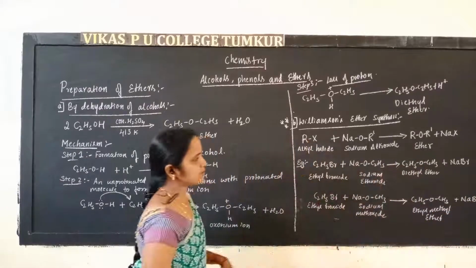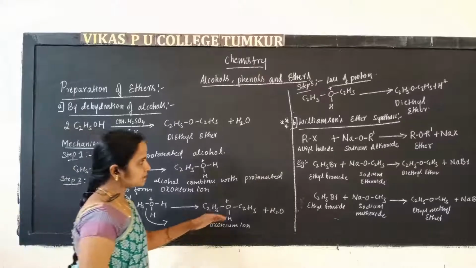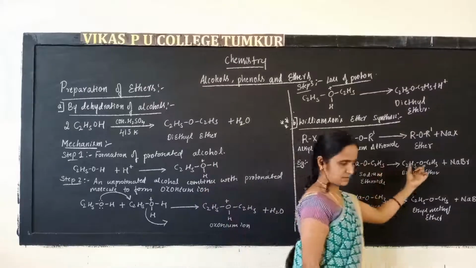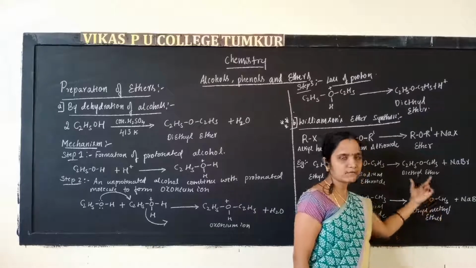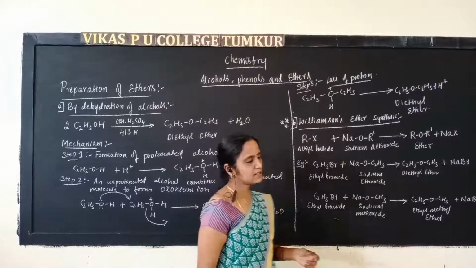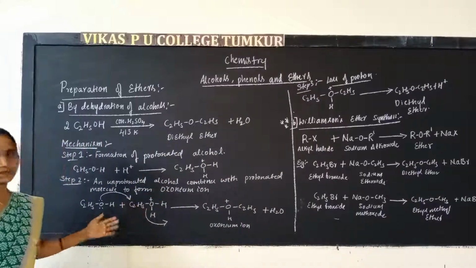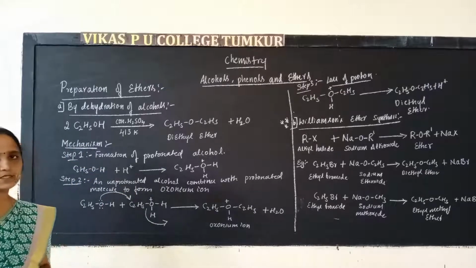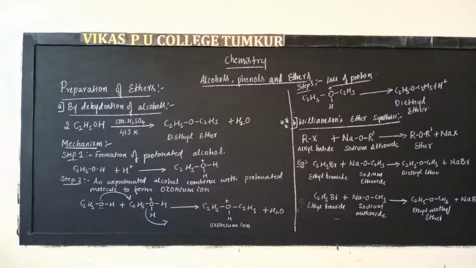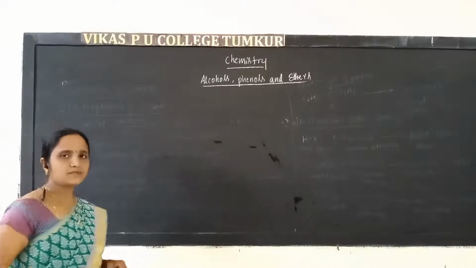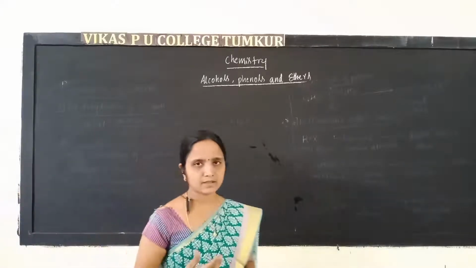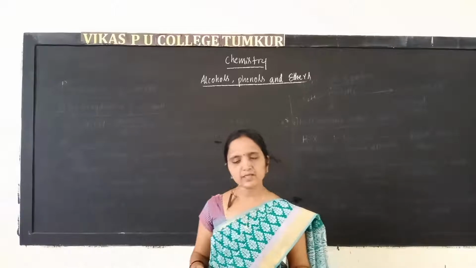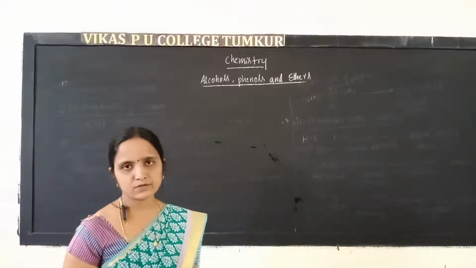This is about Williamson's ether synthesis. By using it, both symmetrical ether and unsymmetrical ether can be prepared. These are the two methods of preparation of ethers: by dehydration of alcohols and by Williamson's ether synthesis. With it, we prepared diethyl ether and also ethyl methyl ether.